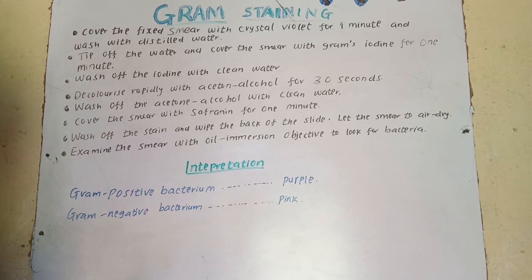Interpretation. Gram-positive bacteria stain purple. Gram-negative bacteria stain pink.